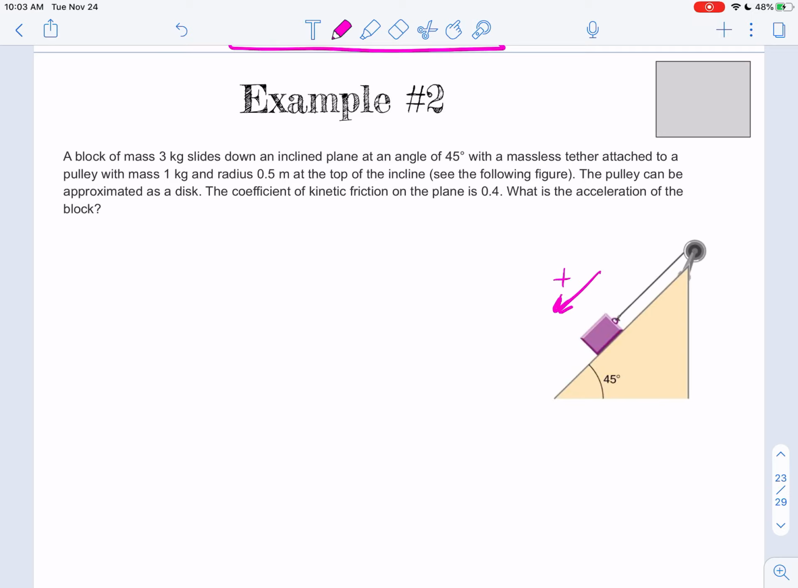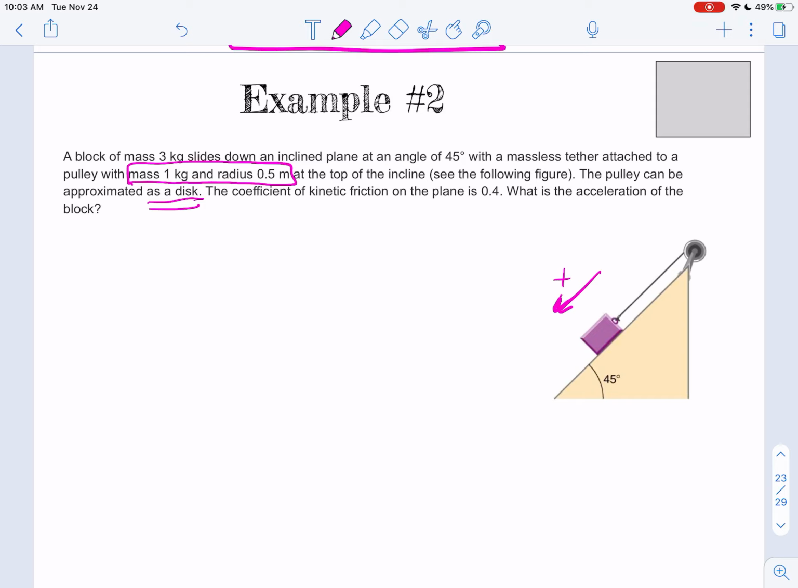Okay, that means we don't have to worry about the string, right? Because that makes it way more complicated. Attached to a pulley with mass 1 kilogram and radius 0.5. Okay, this is telling you to include the pulley, at the top of the incline. The pulley can be approximated as a disc. That's another way you know you have to do it. The coefficient of friction is 0.4. What is the acceleration of the block?